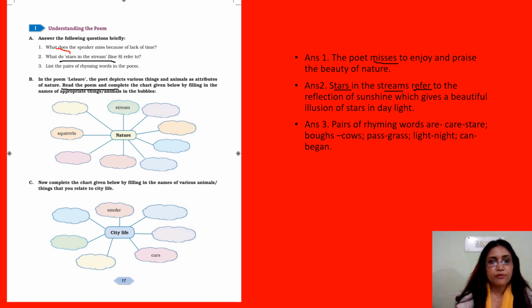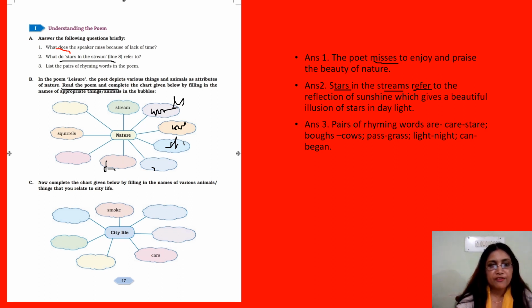Now, nature: what was he telling about nature? He was telling about woods, then he was telling about cows and sheep, and streams, trees. Okay, you just read the poem and do it.